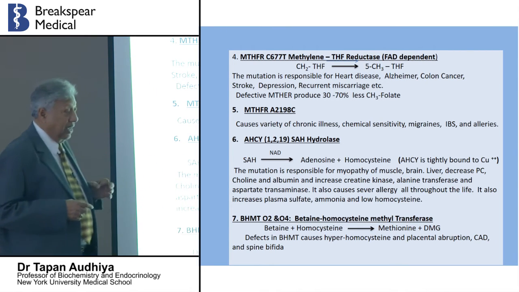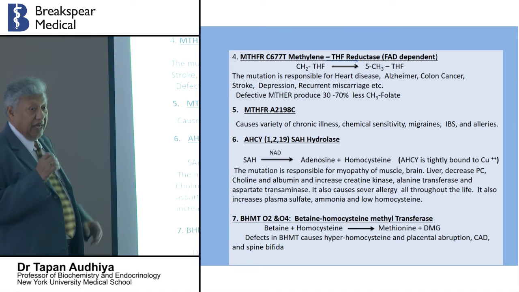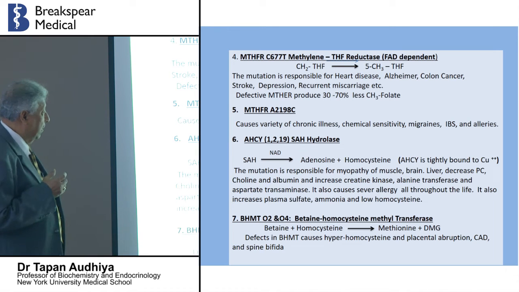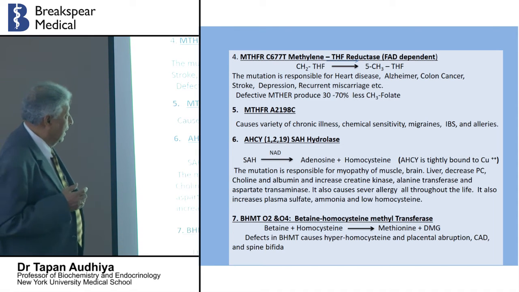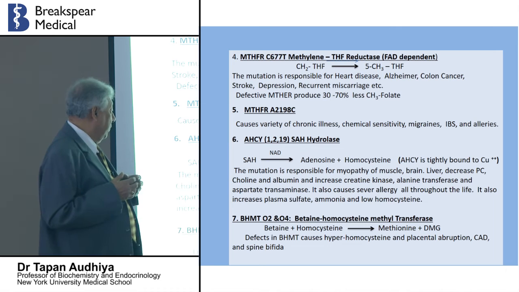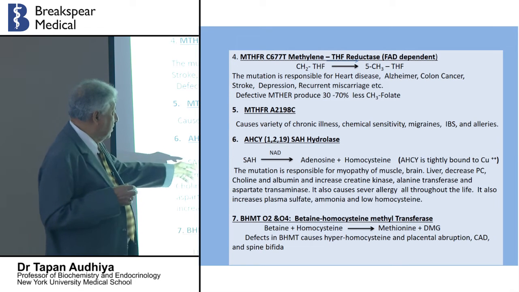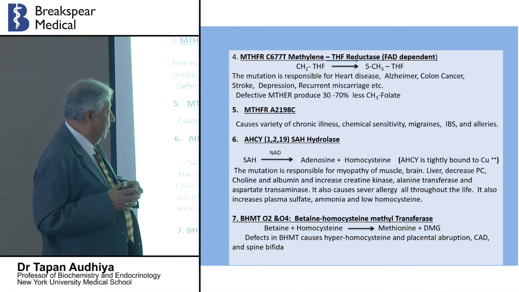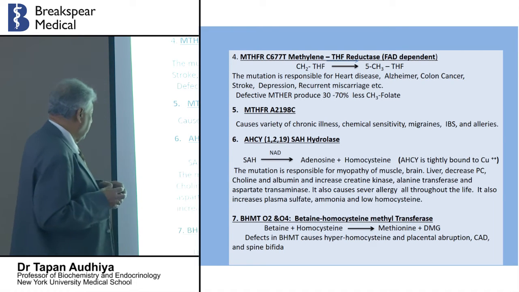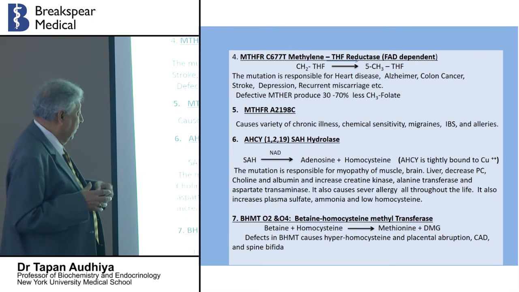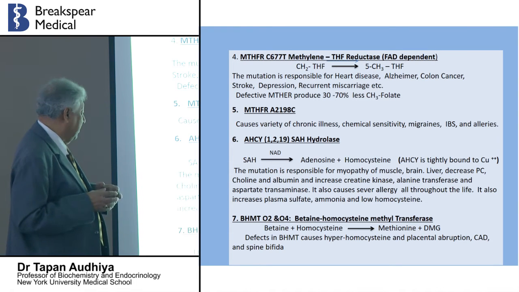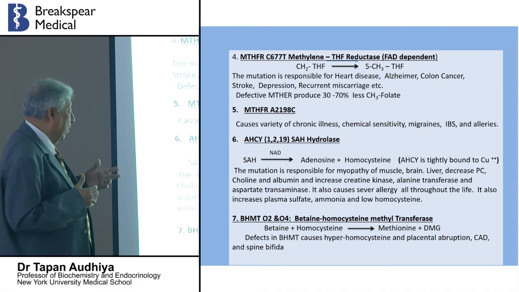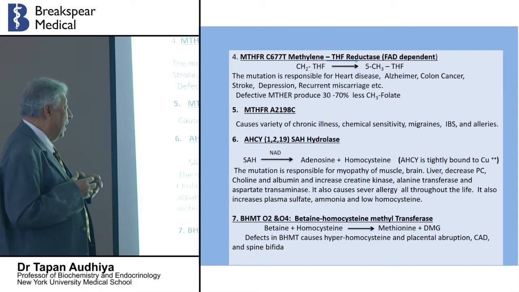This enzyme has a copper molecule attached and requires it for the activity of the molecule. Now there are many ways this enzyme can go wrong. If somebody has a mutation, it is responsible for myopathy of muscle, brain, liver, decrease of phosphocholine, choline, albumin, and increased creatine kinase, alanine transferase. So it damages the liver, it damages kidney, it damages a lot of other things.